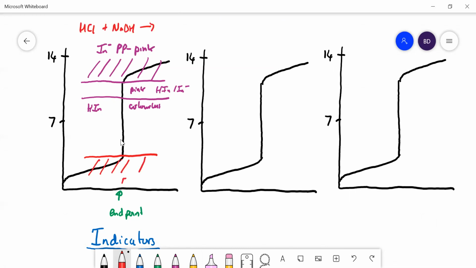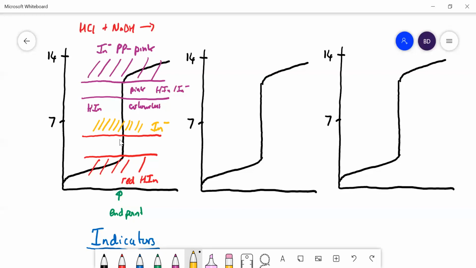And why is it red? It's because the predominant thing you've got is HIn, and that's red. Above that red line, it's going to be yellow. And the reason why is because you've got In⁻, which is the predominant form, which is that color.